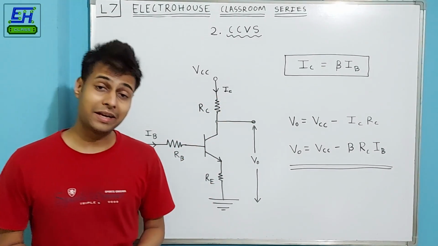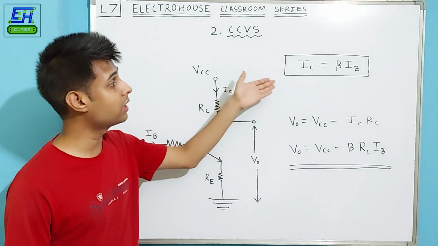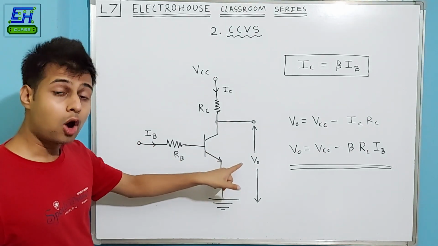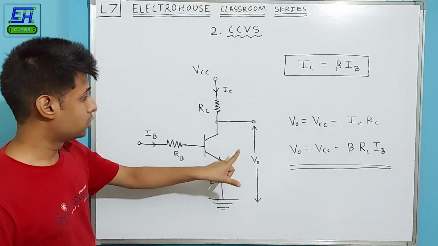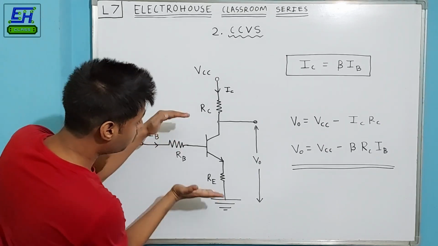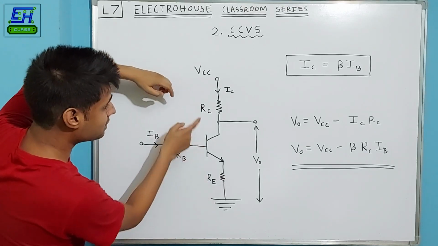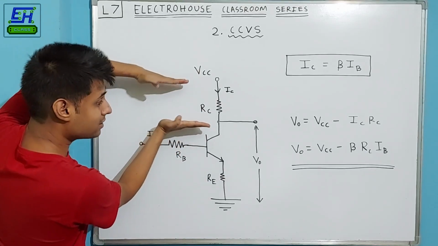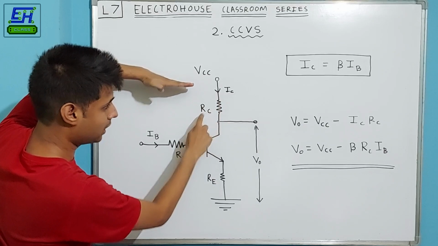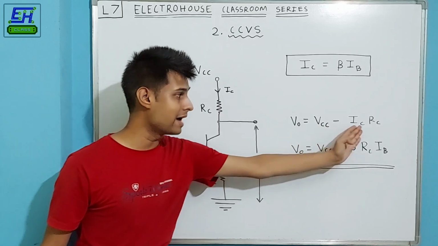Now for the calculation of the relation between input and output, here is our prerequisite equation again, which is our basic transistor equation, IC equal to beta times IB. Now please pay attention. V0 is our output voltage. So using the basic Kirchhoff's voltage law, we can clearly see that our output voltage V0 is actually a difference between the complete supply voltage, that is VCC, minus the voltage drop across our collector resistor, that is RC. And how we can find the voltage is using the basic Ohm's law, that is IC into RC. So our final equation is V0, that is our output voltage, is equal to VCC minus IC into RC.